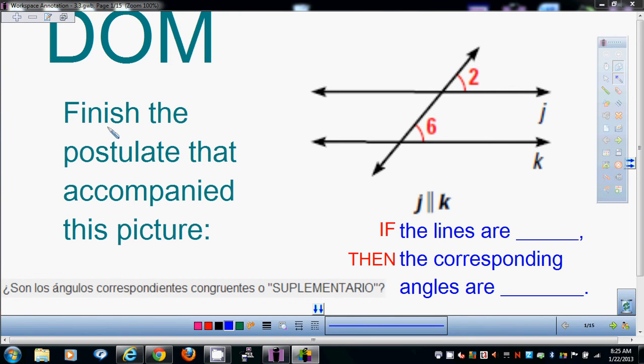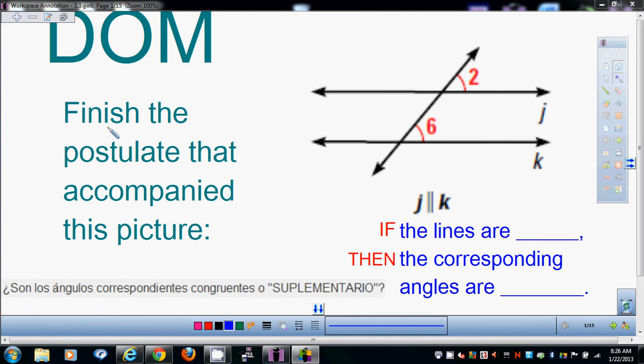I put them in different colors because an if-then statement says if you have the first requirement, then you can have the second. So what goes in the blank here? Who can tell me? Yes, sir. Very good. If the lines are parallel, then the corresponding angles are congruent.